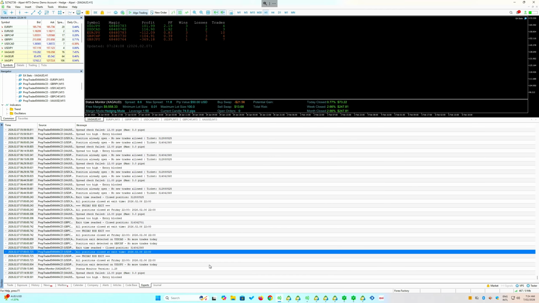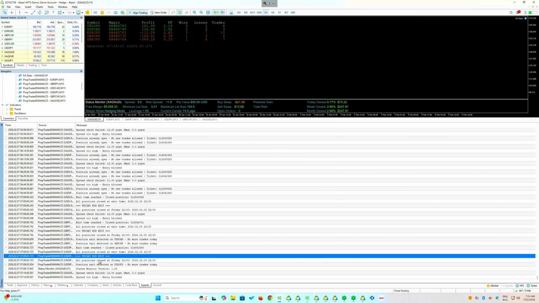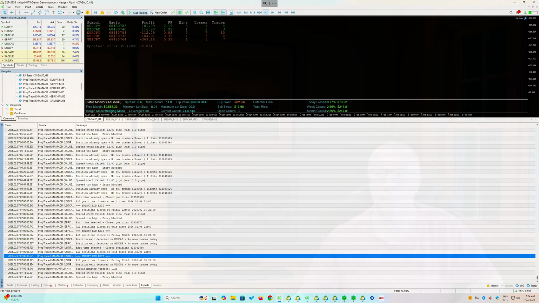So we can see here in the history, Friday end of day exit. So all positions closed on Friday. 2200 is the time that we chose. We did this so that we wouldn't be holding the trades over the weekend. So far it looks like everything's working correctly with the EA, so we're not going to make any more changes this week to the code at all.